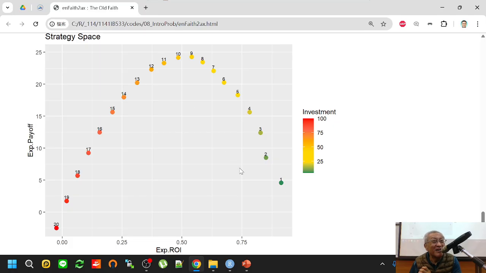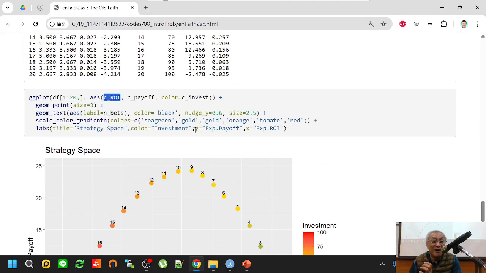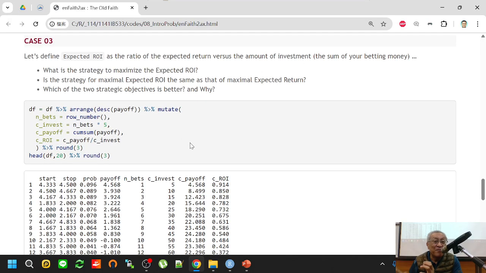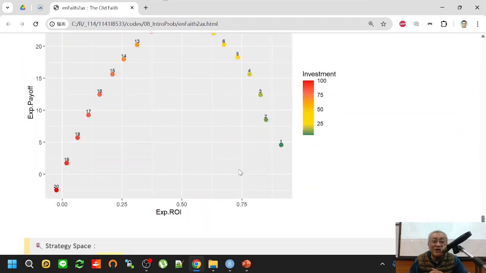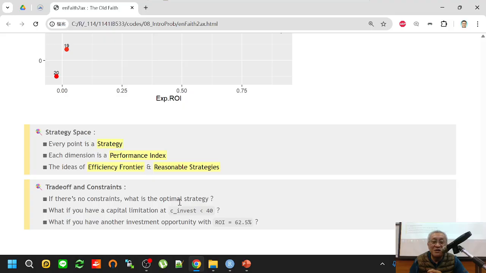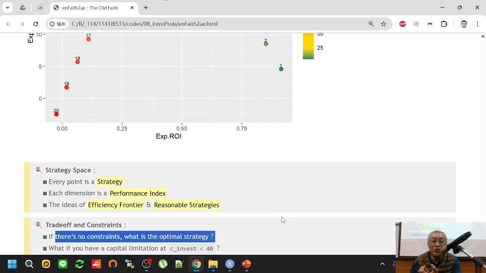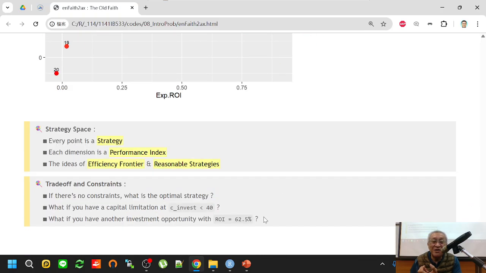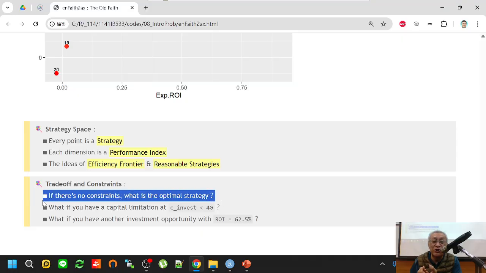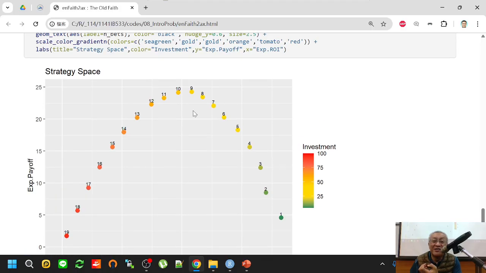As you can see, here we can make a trade-off and constraint. If there's no constraint, what is the optimal strategy? It's hard to say. If your strategy is to generate the largest profit, then this is the one that you can choose.